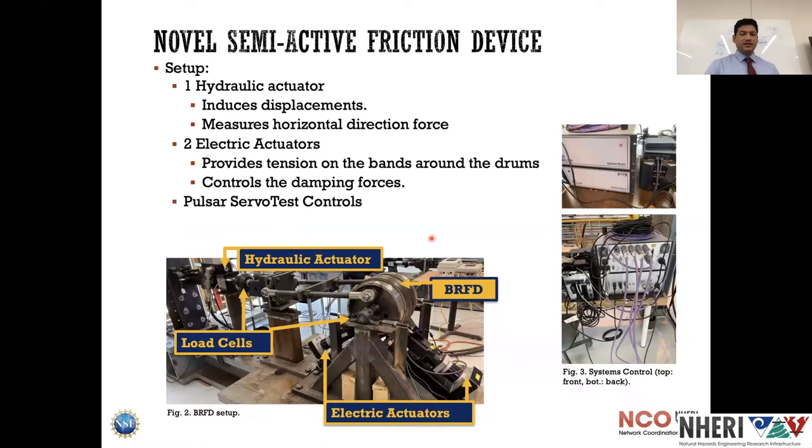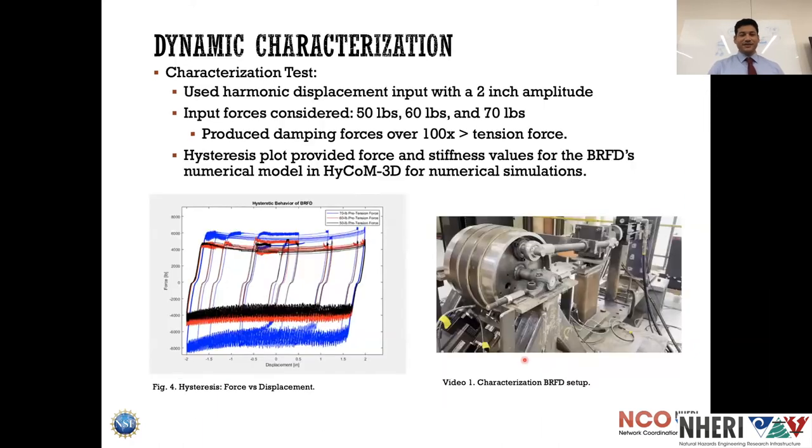The setup has a hydraulic actuator right here, and it applies the displacements and measures the lateral forces. Then here we have two electric actuators that tighten the belts, which cause the friction and control the damping forces. Also, the system is controlled by communication with a Pulsar servo test control, which I didn't do much with.